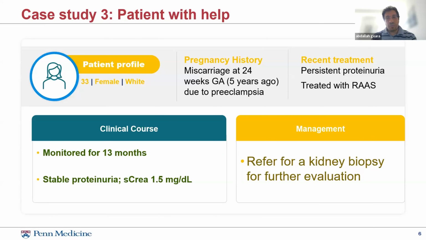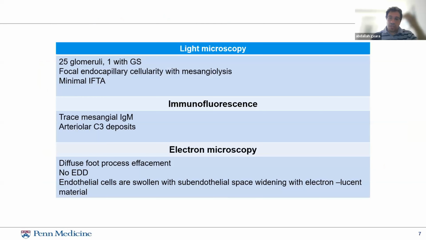Going back to our patient, after her delivery she had persistent proteinuria and was treated with RAS blockade for a year. At month 13, she had a kidney biopsy for this persistent proteinuria, to rule out the possibility that she had another process going on, be it an autoimmune kidney disease or a form of complement-mediated kidney disease. She had a stable creatinine of 1.5. Her kidney biopsy showed 25 glomeruli, one with global sclerosis, one with focal endocapillary cellularity and mesangiolysis, and there was mild IFTA.